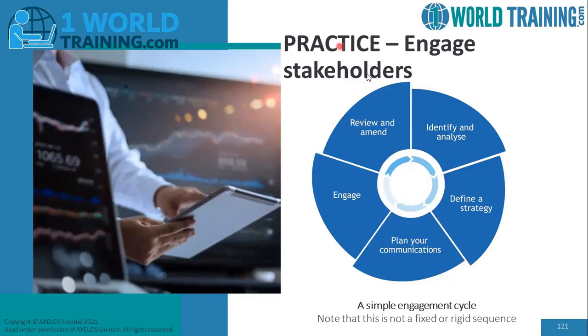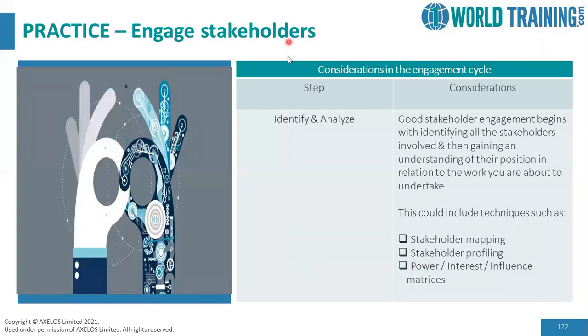The practice of engaging stakeholders results in a simple engagement cycle, which has 5 steps. It begins with identifying and analyzing stakeholders, defining a strategy for each of them, planning the communications for each of them, engaging them, and reviewing and amending the strategy. Note that this cycle is not fixed or rigid. Let us take a deeper look at this cycle of engagement.